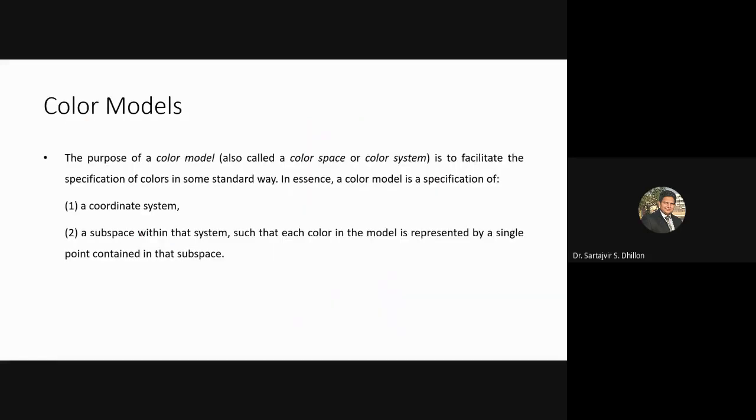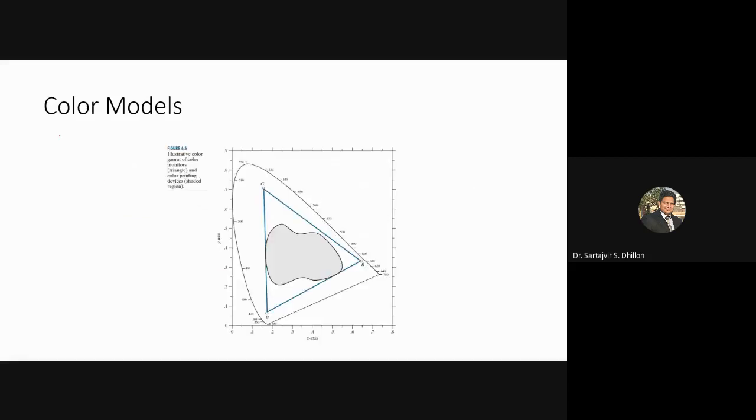So what are these color models? The purpose of a color model, also known as a color space or a color system, is to facilitate the specification of colors in some standard way. In essence, a color model is a specification of a coordinate system and a subspace within that system, such that each color in the model is represented by a single point contained in the subspace. In upcoming slides we will discuss this.